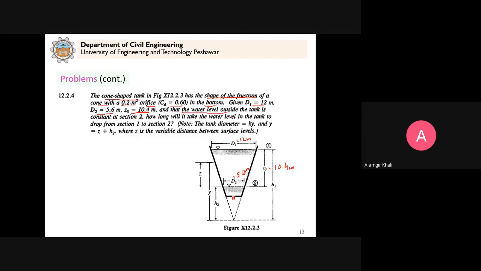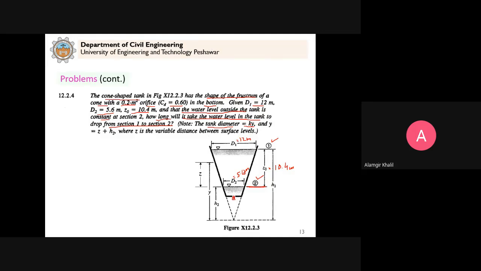So the water level outside the tank is constant, clear, at section 2. It means that if we have any water level outside the tank, that is constant, it's not changing. How long will it take the water level in the tank to drop from section 1 to 2? So this is section 1 here and this is section 2. Also it is given that the tank diameter is equal to ky, where k is some constant, because the diameter is variable.